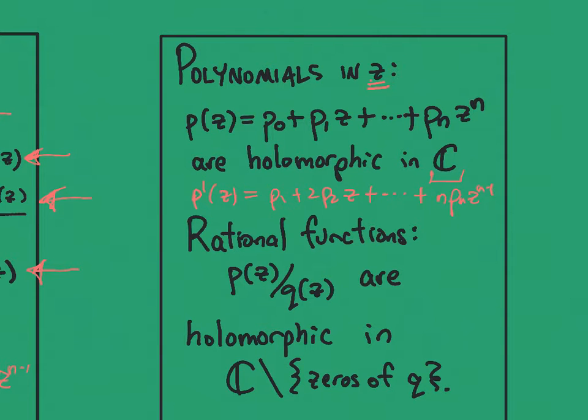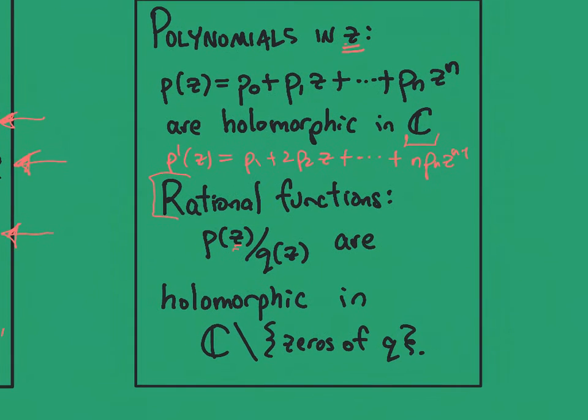And also you get directly from this that rational functions in the complex variable z are holomorphic on the set of the complex plane minus the zeros of Q. So here P and Q would have to be polynomials, obviously.